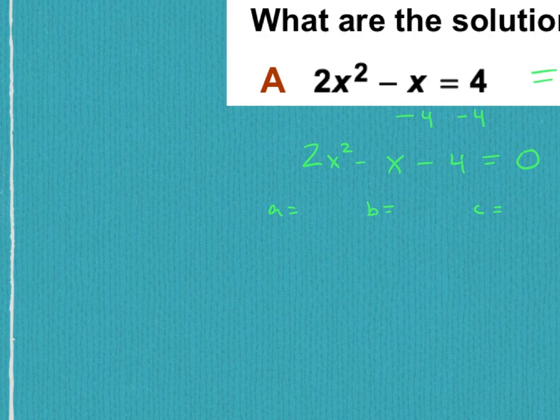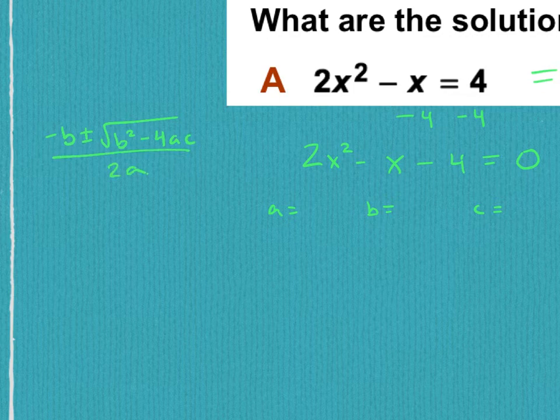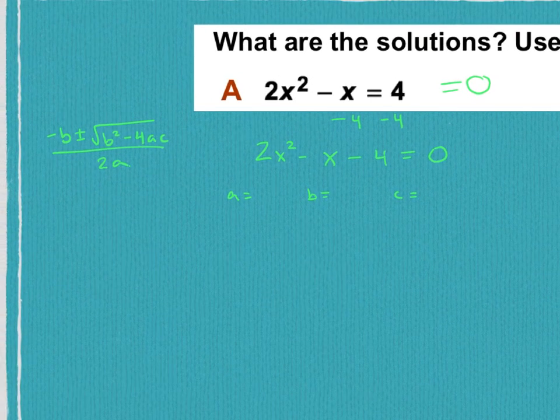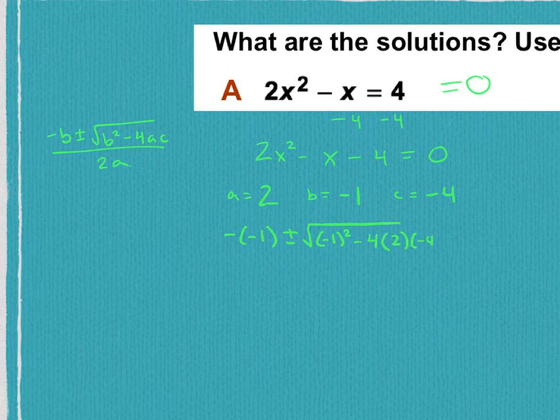So I'll write the formula over here again. Negative b plus or minus the square root b squared minus 4ac over 2a. So what's our a? 2. What's our b? Negative 1. And what's our c? Negative 4. So we plug that all in. We have negative 1 plus or minus the square root of negative 1 squared minus 4 times 2 times negative 4 over 2 times 2.